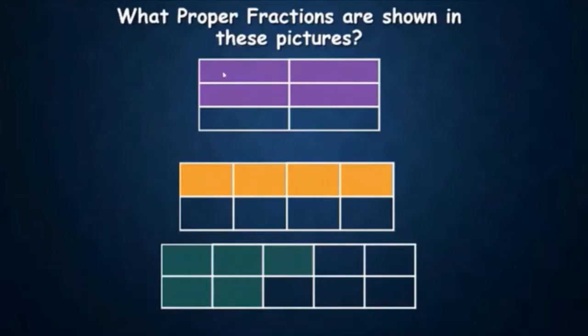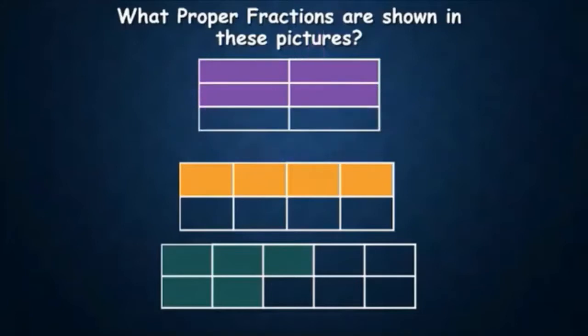There are some bars which are shaded and some which are not. So what will be the proper fraction? For the first one, 4 parts are shaded and 2 parts are remaining. So what is 4 plus 2? It is 6. That is also an easy way to find out the parts of a shape without having to count all of them. So the proper fraction of the first one will be 4 by 6.